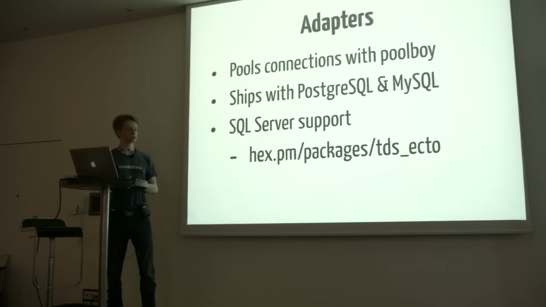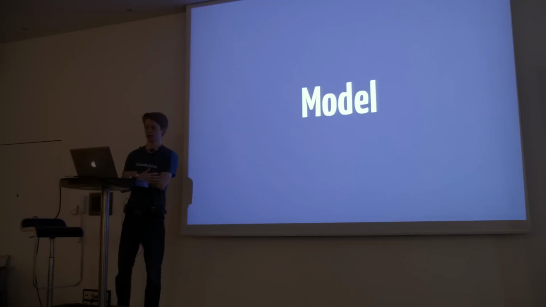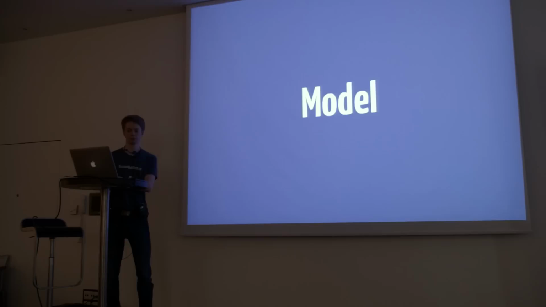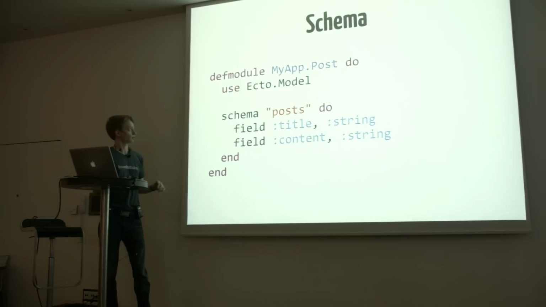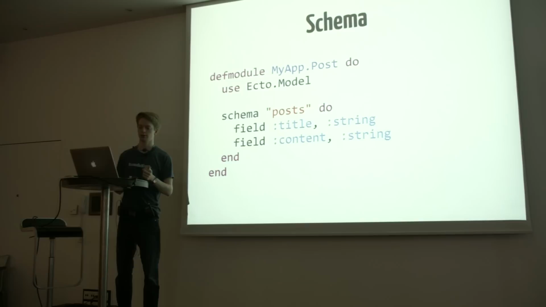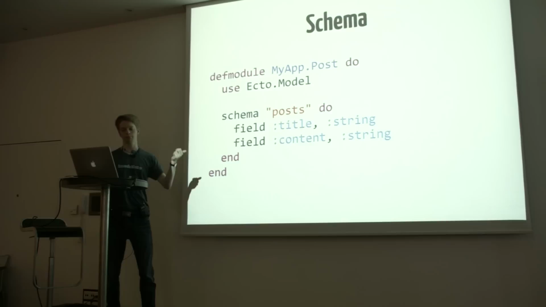Next one, I'm going to talk about the model. The model is where we define the database records. And we do that with a schema. The first argument to the schema macro is the source, which in SQL databases is just the name of a database table. The second argument is a block of code where we define the fields. And each field has a name, of course. We also give it a type. And these are the types we use when we type check queries and we check that we insert correct data and so on.